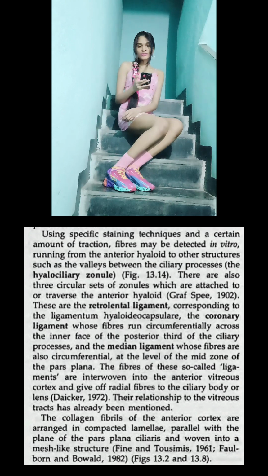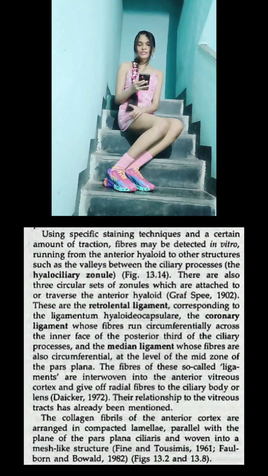There are also three circular sets of zonules which are attached to or traverse the anterior hyaloid. These are the retrolental ligament, corresponding to the ligamentum hyaloideocapsulare; the coronary ligament, whose fibers run circumferentially across the inner face of the posterior third of the ciliary processes; and the median ligament, whose fibers are also circumferential, at the level of the midpoint of the pars plana. The fibers of these so-called ligaments are interwoven into the anterior vitreous cortex and give off radial fibers to the ciliary body or lens. The relationship to the vitreous tracts has already been mentioned.